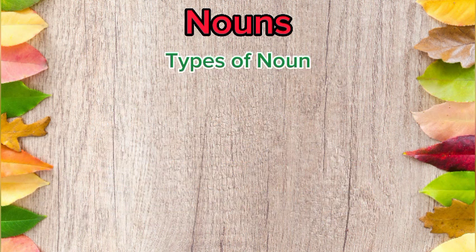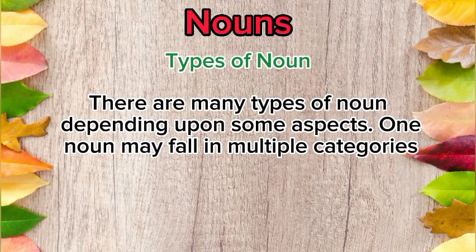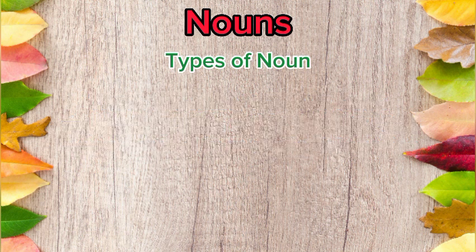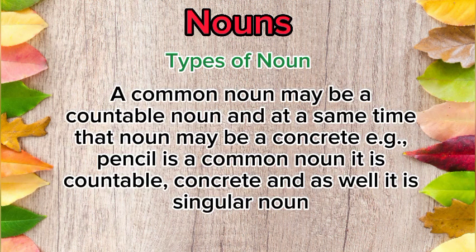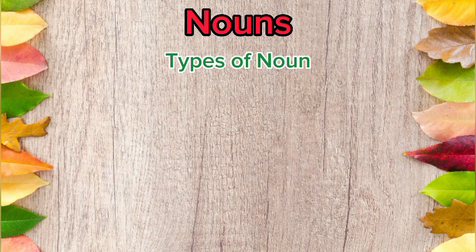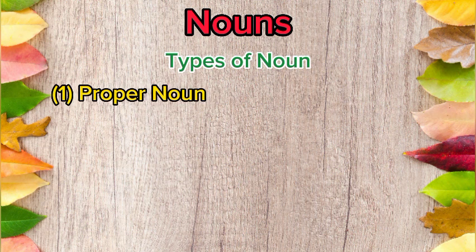Types of noun. There are many types of noun depending upon some aspects. One noun may fall in multiple categories. A common noun may be a countable noun and at the same time that noun may be a concrete noun, e.g., pencil is a common noun, it is countable, concrete, and as well it is a singular noun. Some main types of noun are proper noun.